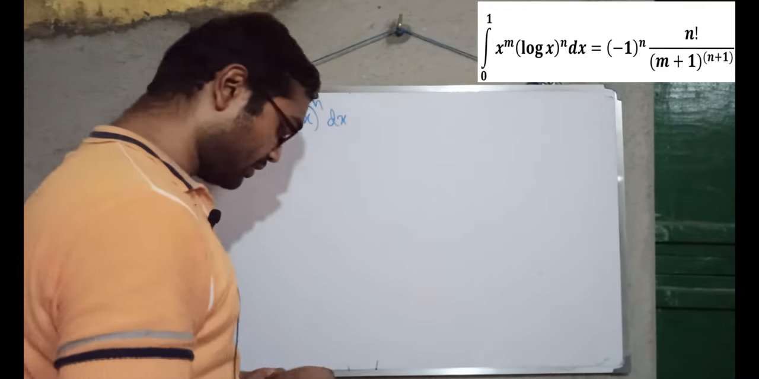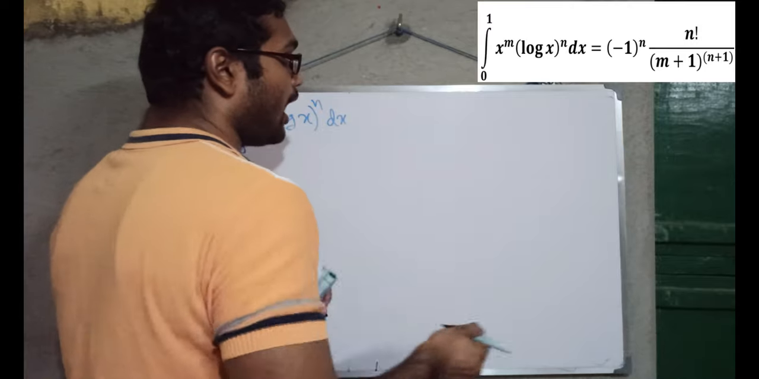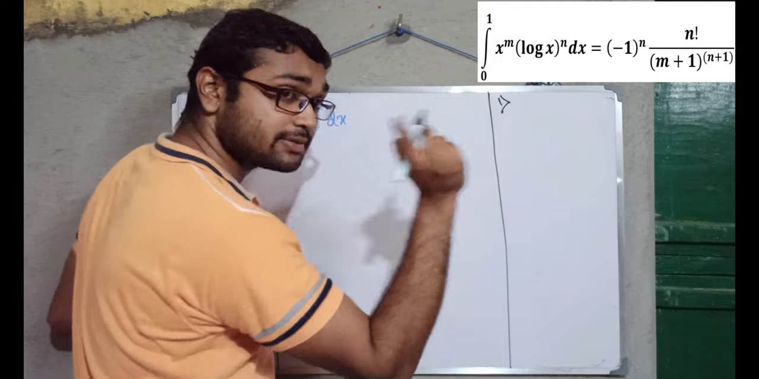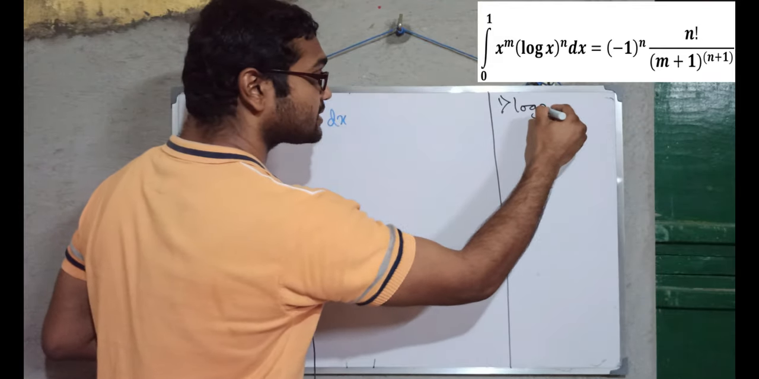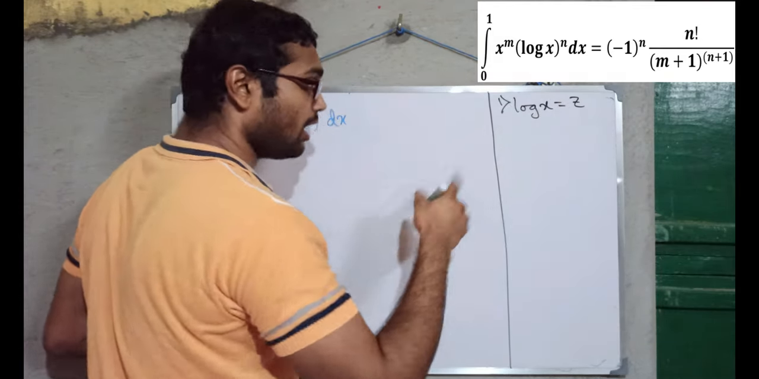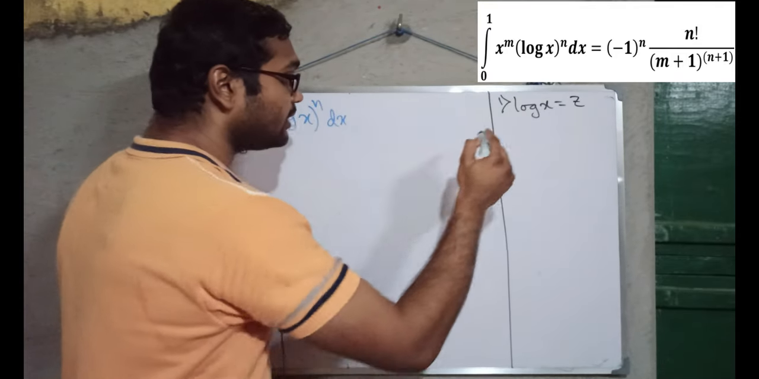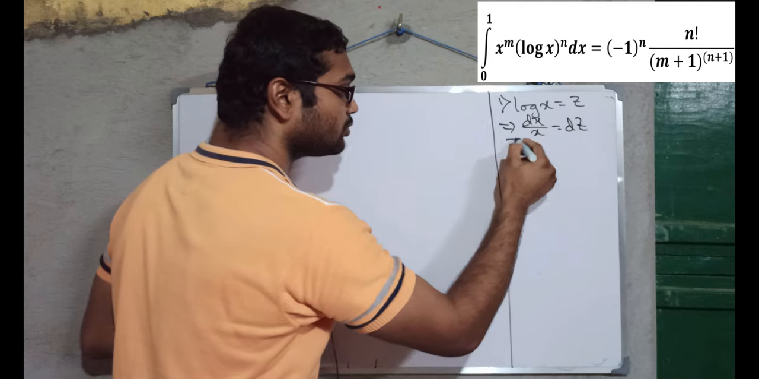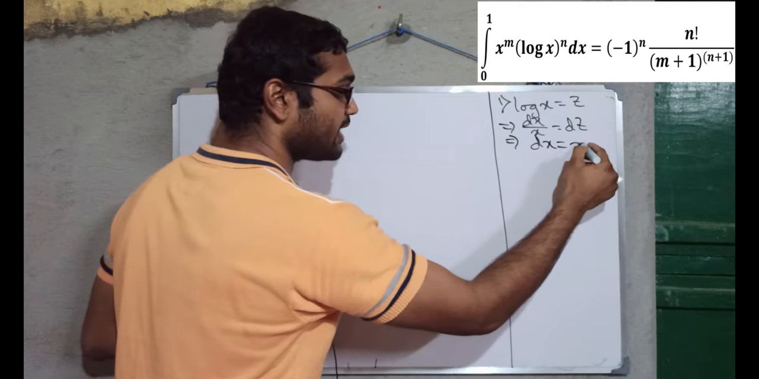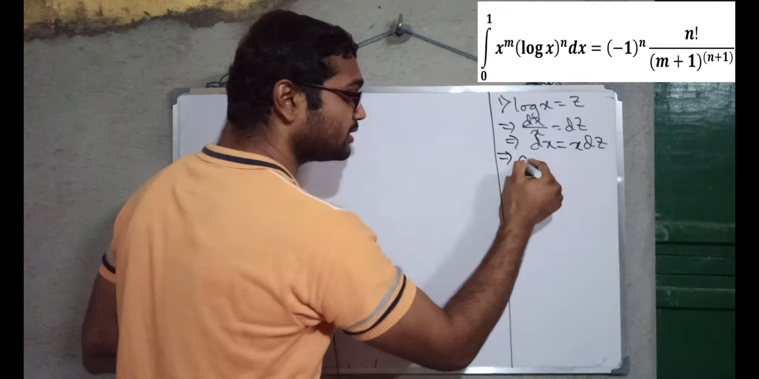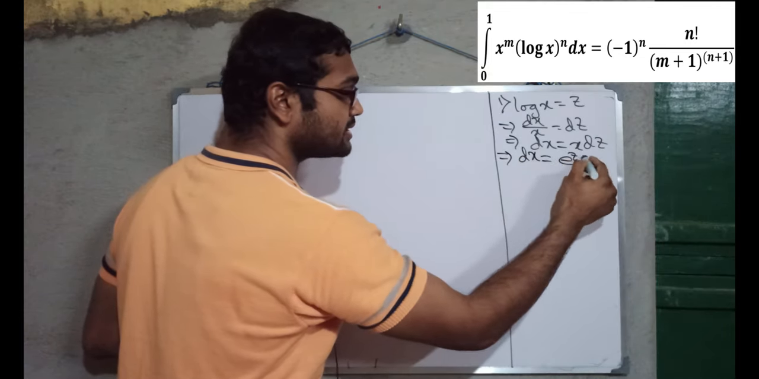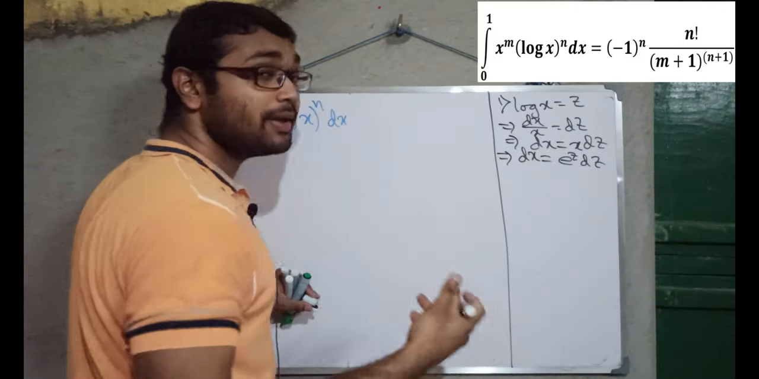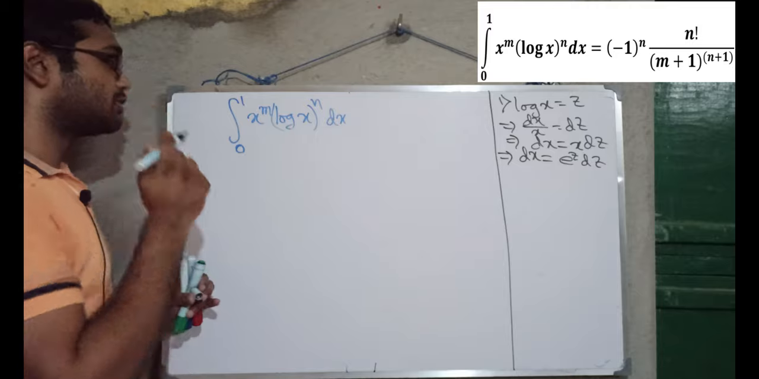Okay, so let's substitute. I'm doing all my substitutions in this part of the board. So the first substitution is log of x equal to z. I am substituting it with z, then dx by x equals dz, or in other words, dx equals x dz, or again we can say dx equals e to the power z dz. I hope you guys have understood, because log of x is equal to z, therefore x will be e to the power z. Now let's substitute here.